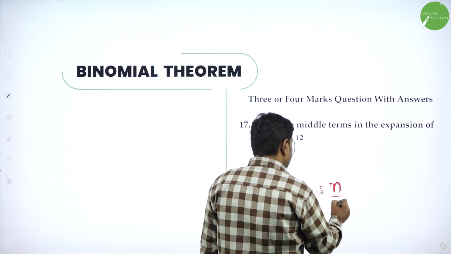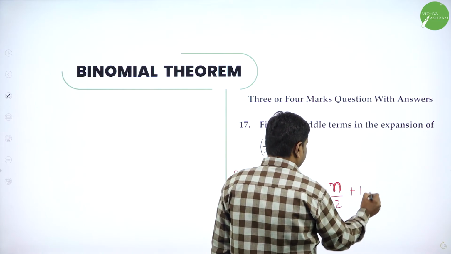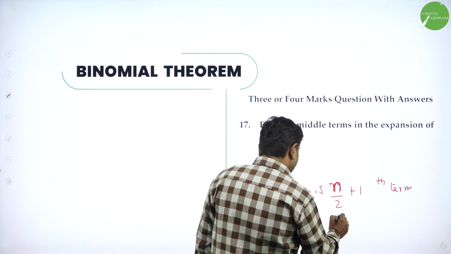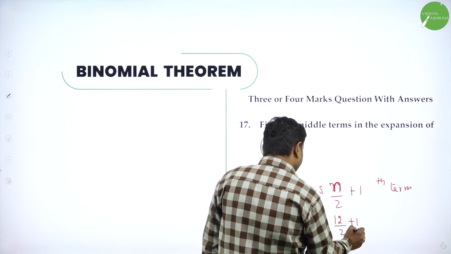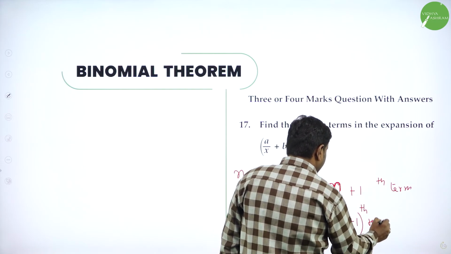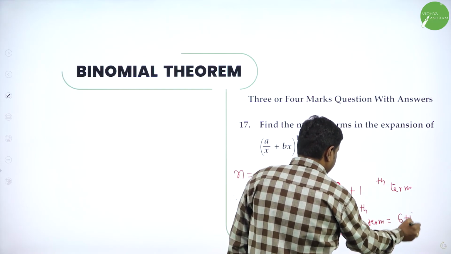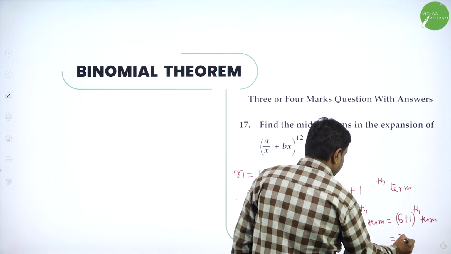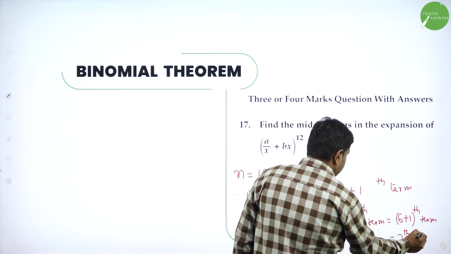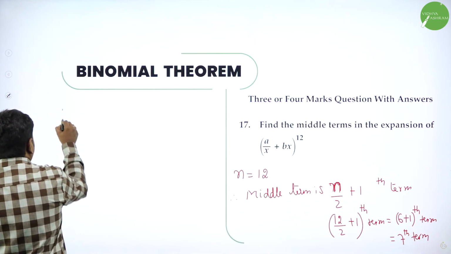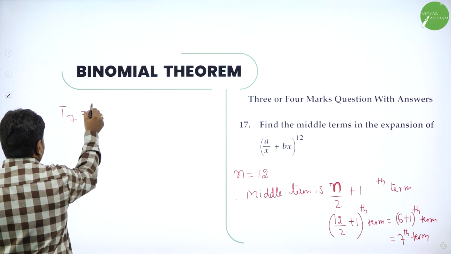n by 2 plus 1th term. What is the middle term? n by 2 plus 1th term. This is the middle term. That is 12 by 2 plus 1th term. What is 12 by 2? 6. 6 plus 1th term. So that is the 7th term. 7th term is the middle term. So now we need to find T7. Now we need to find what? T7. This is the question.